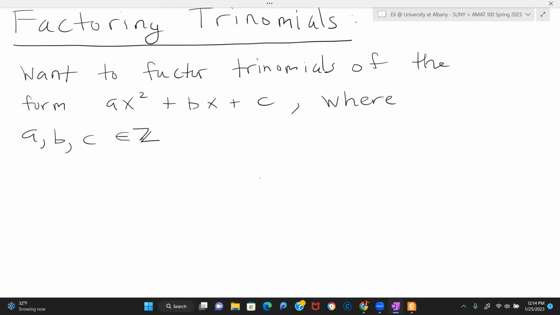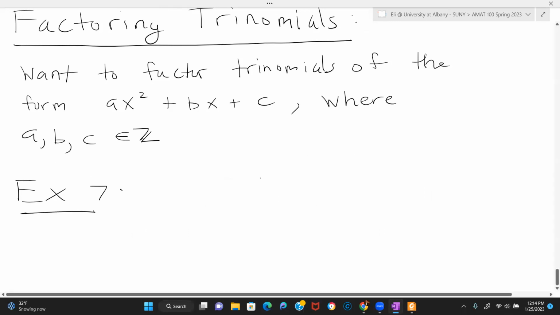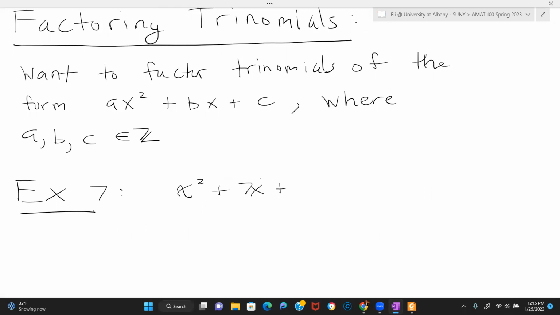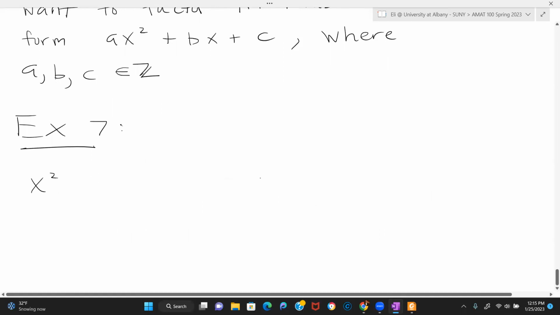And remember, the integers consist of all the natural numbers, so 0, 1, 2, 3, 4, 5, 6, etc., and all their negatives. So let's just look at some examples to see how this is done. We want to factor, for example, x squared plus 7x plus 12.